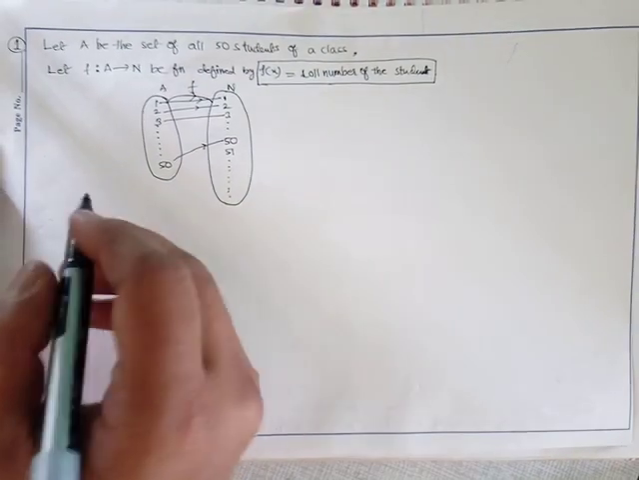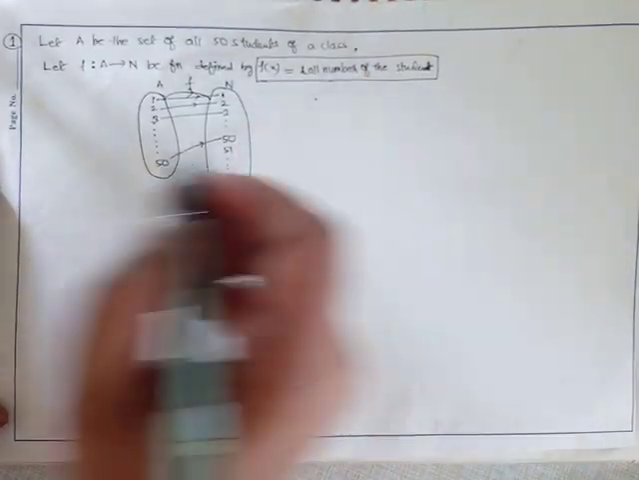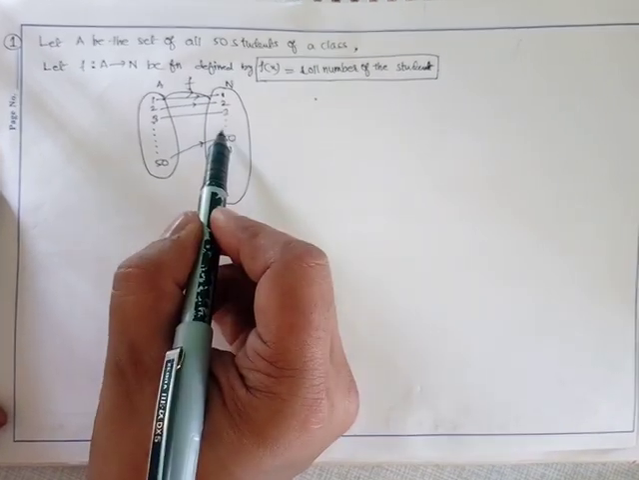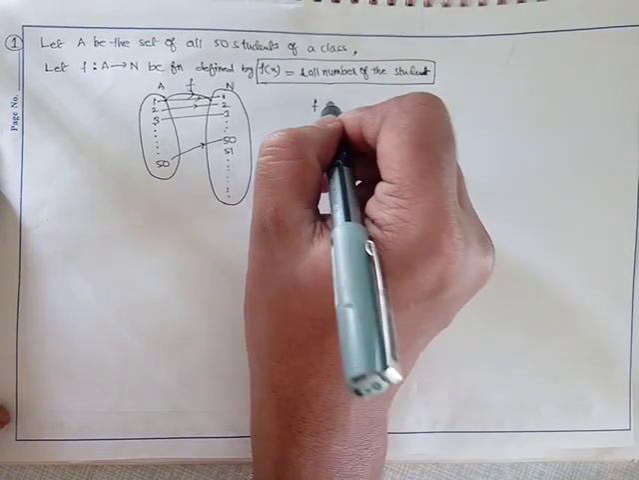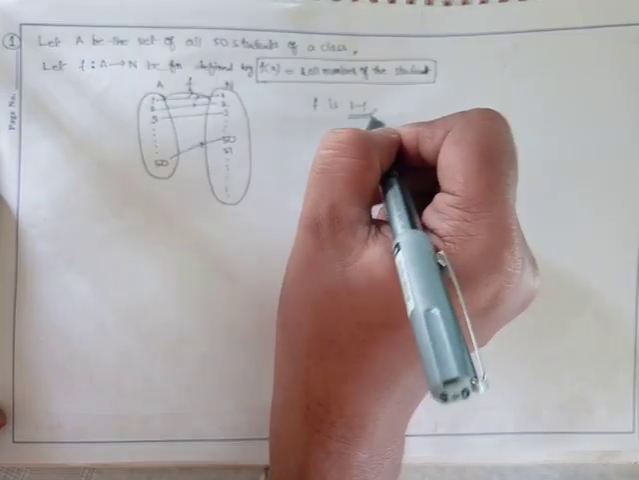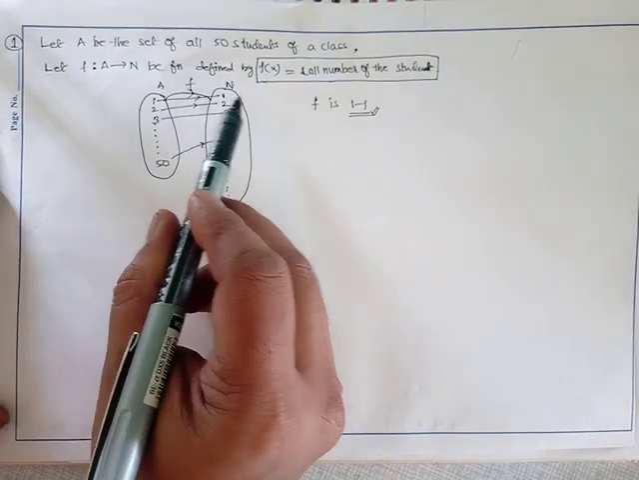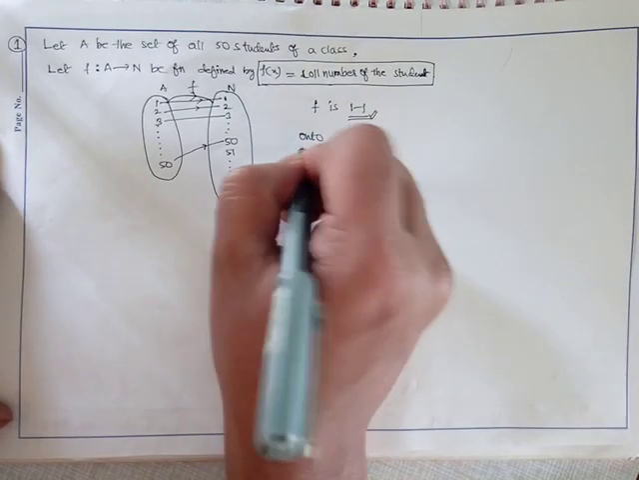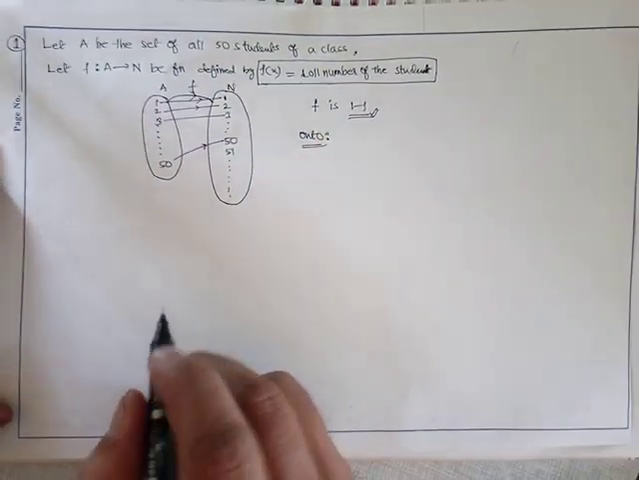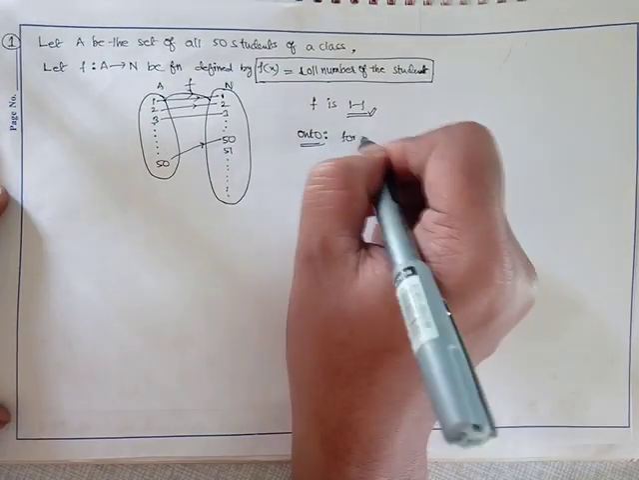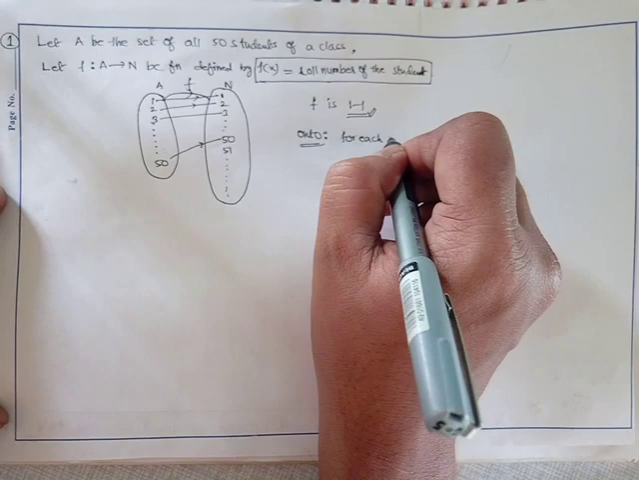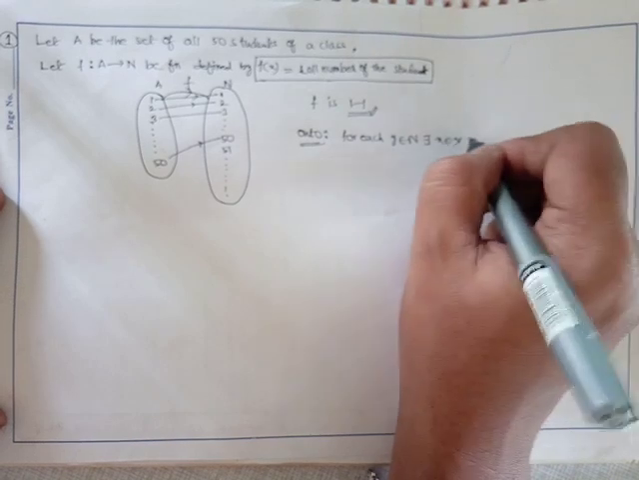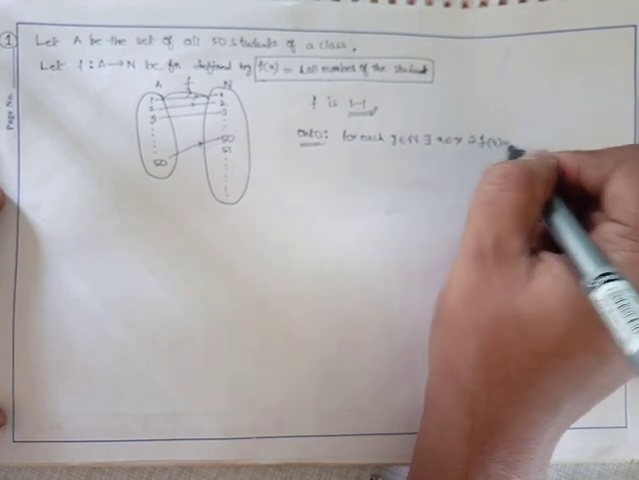Okay, now we'll see whether this particular function is one-one or not. All the elements of set A are related to only one element of set N. Now we can say f is going to be one-one because one element is only mapped to one element of set N. Now what we can say about onto? The definition is: for each y belongs to N, there exists x belongs to A such that f of x is equal to y.